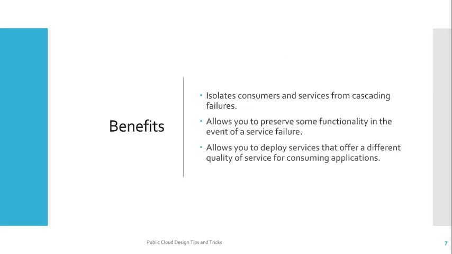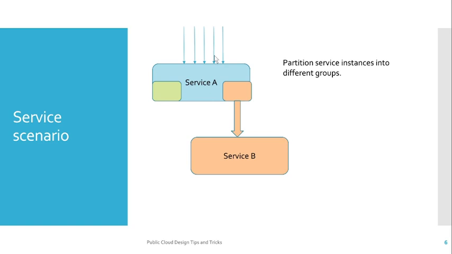Now the benefits. With the bulkhead pattern, you isolate consumers and services from cascading failure. That's the first point. It can be a consumer or a service, and you can stop the cascading. Then it allows you to preserve some functionality in the event of service failure. That means, as we understood in the previous diagram, if one part fails, the other part can still serve your need based on demand.